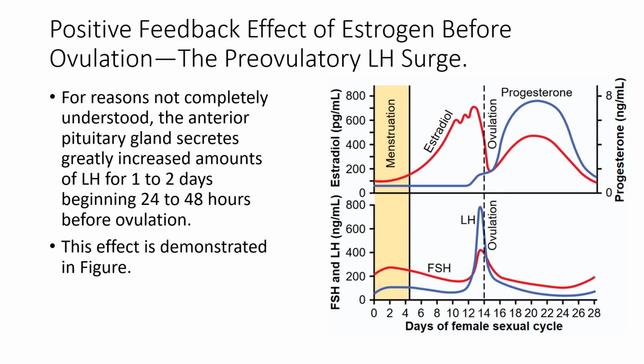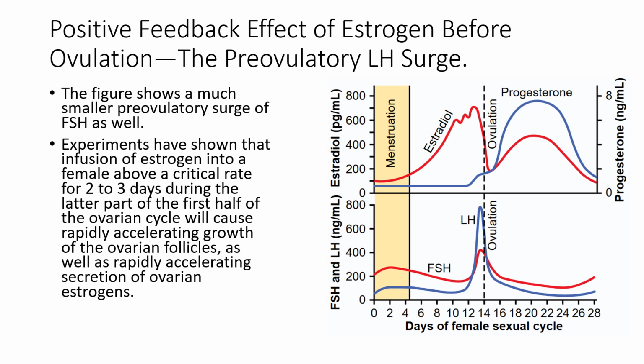Positive feedback effect of estrogen before ovulation. The preovulatory LH surge. For reasons not completely understood, the anterior pituitary gland secretes greatly increased amounts of LH for 1 to 2 days beginning 24 to 48 hours before ovulation. This effect is demonstrated in the figure. The figure shows a much smaller preovulatory surge of FSH as well.